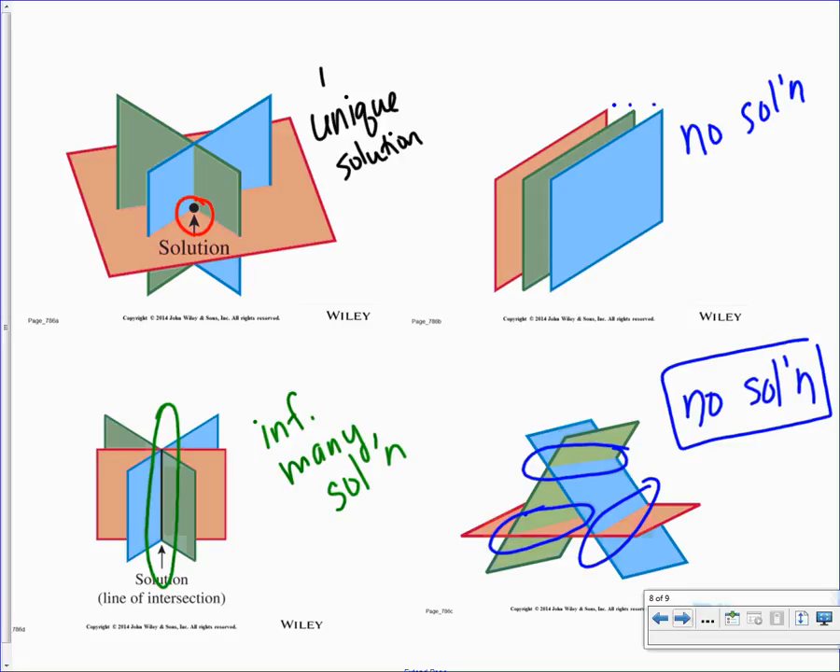There's some additional vocabulary that you are going to be tested on. So firstly, we can call a system either consistent or inconsistent.